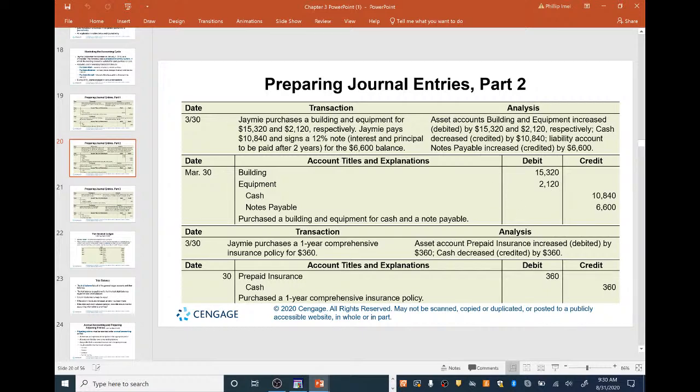Remember, she paid $10,840 in cash. So we have to reduce the asset cash, money going out, $10,840. Then for the rest of it, we incurred a liability because we signed a 12% note, interest and principal to be paid after 2 years for the remaining balance. Liabilities are credit balances. So we're going to increase our liabilities with notes payable of $6,600. Once again, we purchased the building and equipment by paying cash of that amount and notes payable of that amount.